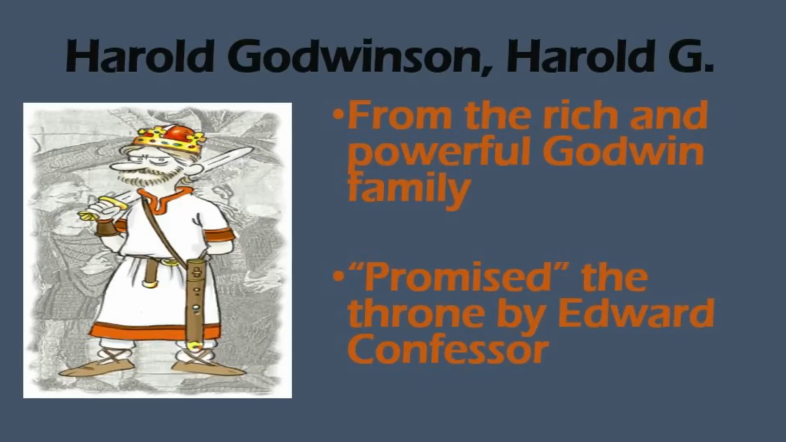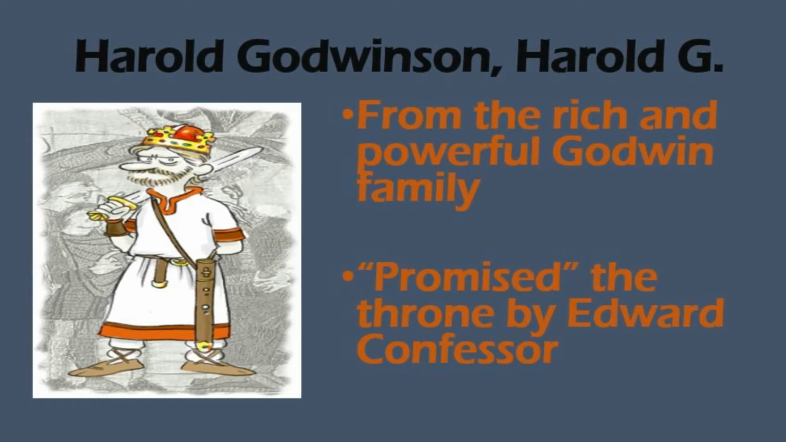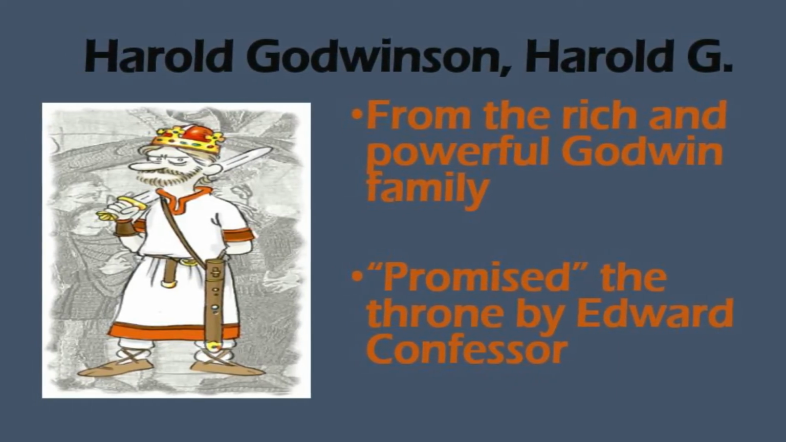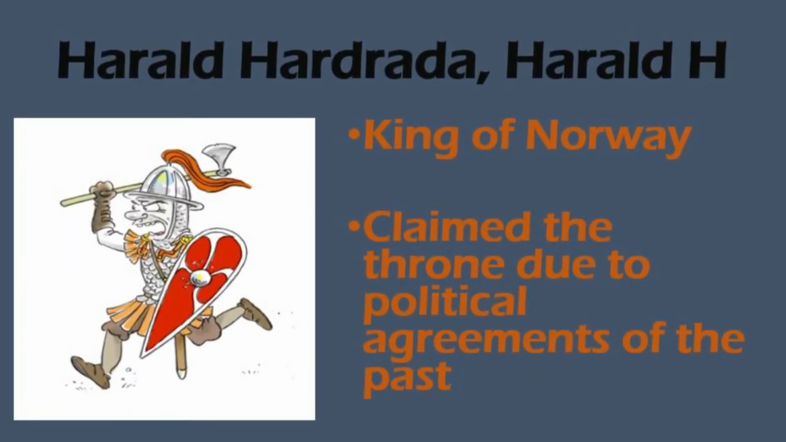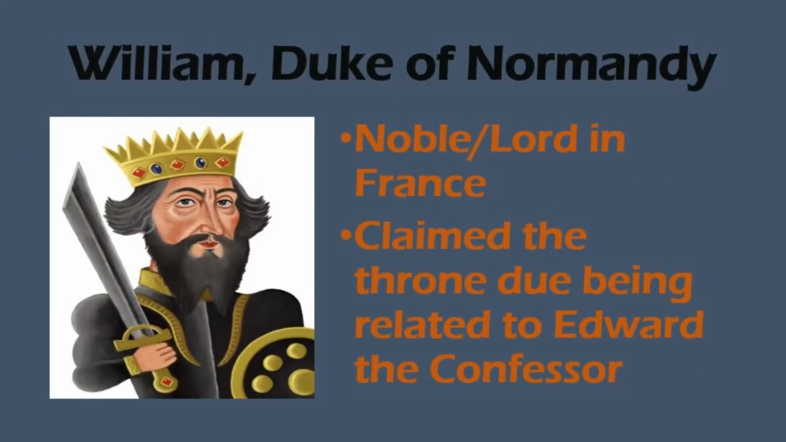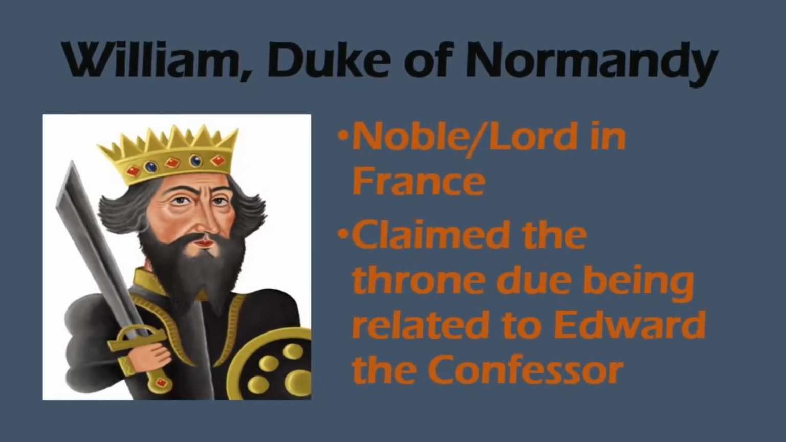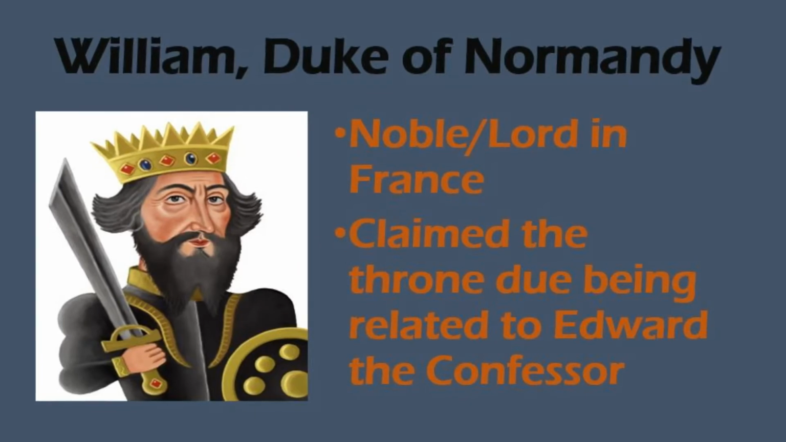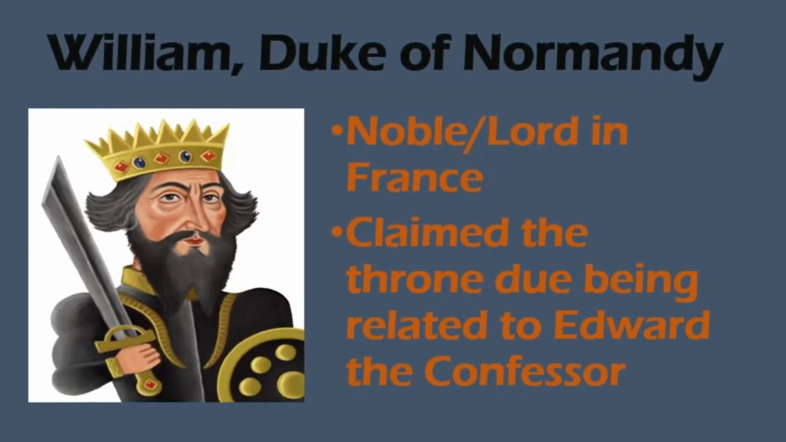Harold G. was part of the Godwinson family, and Edward's brother-in-law. Harold claimed that Edward said that he should be the next king, right before he died. Harold H. from Norway believed that he should be the king due to political agreements that happened long before the death of King Edward. Finally, William, who was from Normandy, France, and of Viking descent, claimed that King Edward had promised that he become the next king, and he believed because of his bloodline and being a distant relative to Edward the Confessor that he should be the next king.